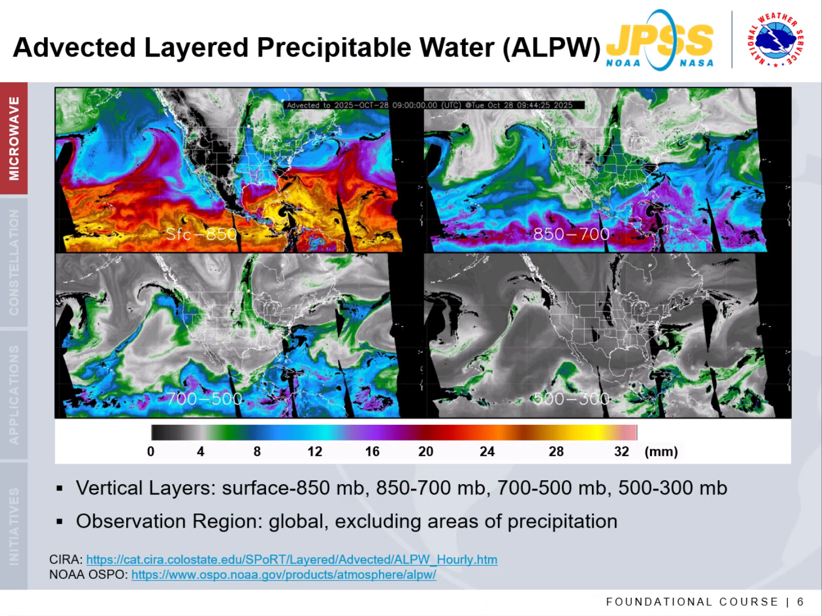The advected layered precipitable water product, or ALPW, provides further insight on the distribution of atmospheric water vapor across 4 vertical layers: the surface to 850 millibars, 850 to 700 millibars, 700 to 500 millibars, and 500 to 300 millibars. The product is useful for monitoring water vapor transport and in forecasting heavy precipitation.